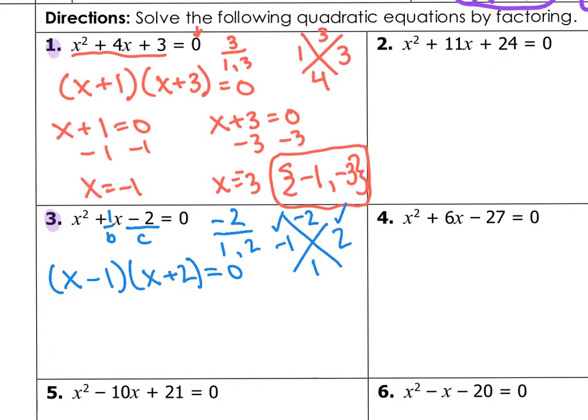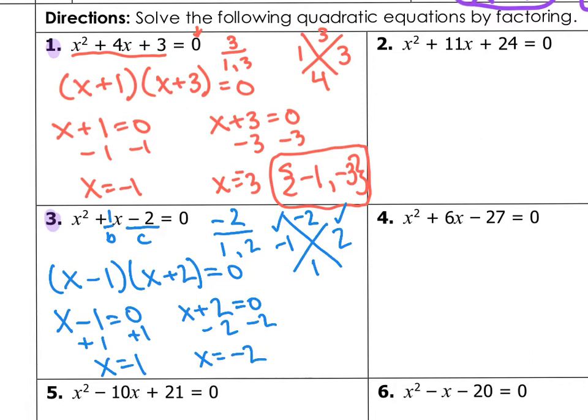Okay? So now, our new step, take each of these factors, x minus 1 and x plus 2, and we're going to set them equal to 0, right? And then just solve for x. So add 1 to both sides, x equals 1. Subtract 2 from both sides, and x equals negative 2. And these are both solutions, so we're going to write them up as a set, kind of. This is going to be 1, comma, negative 2. That's our solution to number 3.